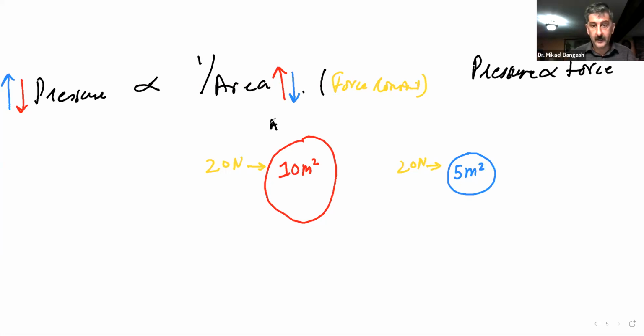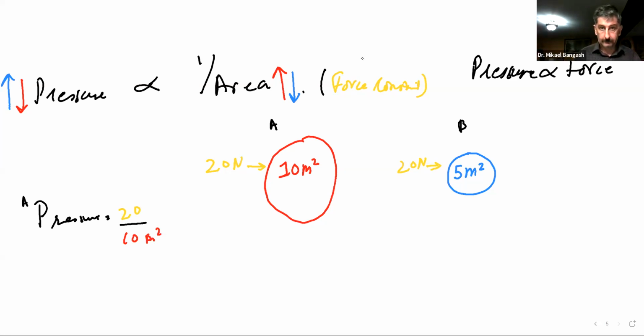Now we'll label this one here as A and this one here as B. Now comes the thing. What's going to be the pressure for A? That's where we have 20 newtons of force distributed over a great area, which will be 10 meters square. Now, when you do the math here, your pressure comes out to 2 newtons per meter square.